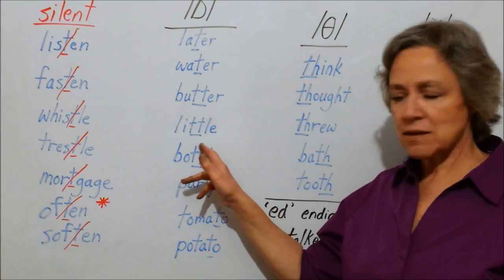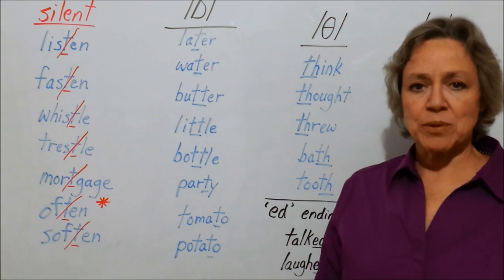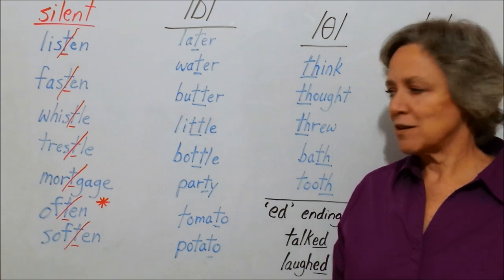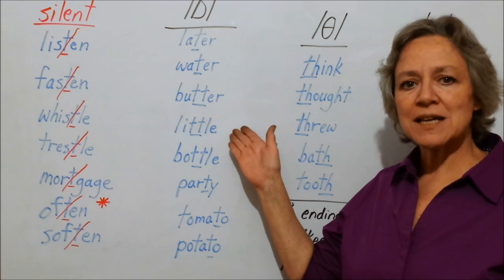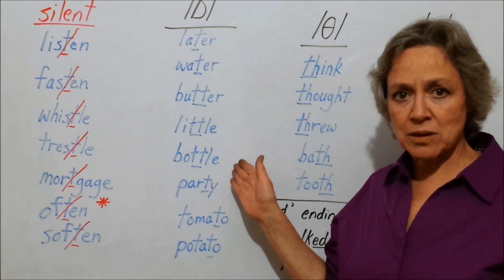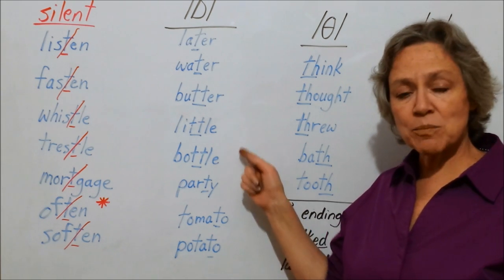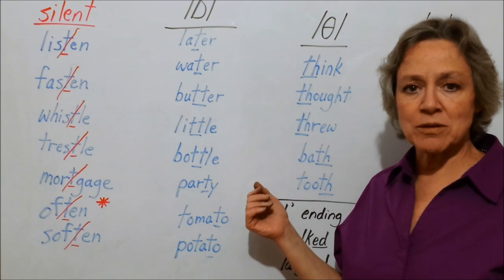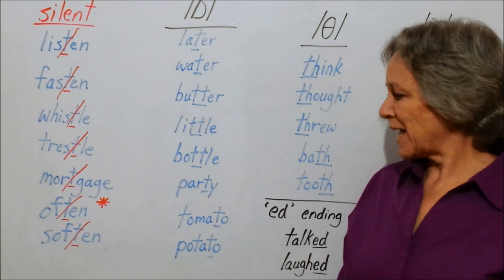And in this case, vowel sound and O, we make a flap for the letter T. So we pronounce this as little, little. And this one is bottle, bottle. So there was a little bottle on the table, okay? There was a little bottle on the table.